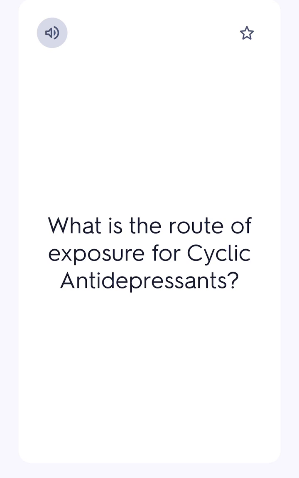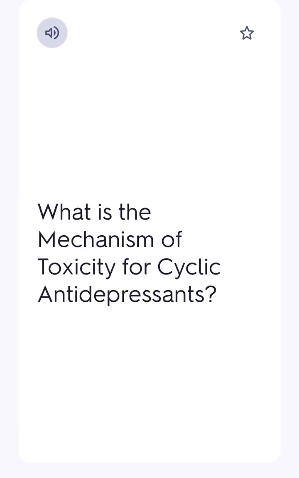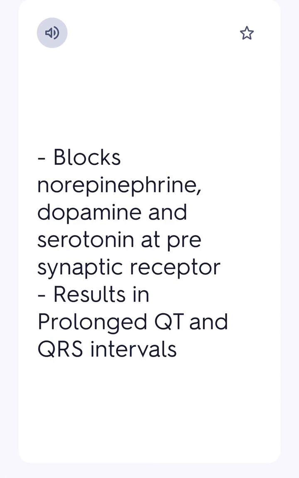What is the route of exposure for cyclic antidepressants? Oral. What is the mechanism of toxicity for cyclic antidepressants? Blocks norepinephrine, dopamine and serotonin at presynaptic receptor, results in prolonged QT and QRS intervals.